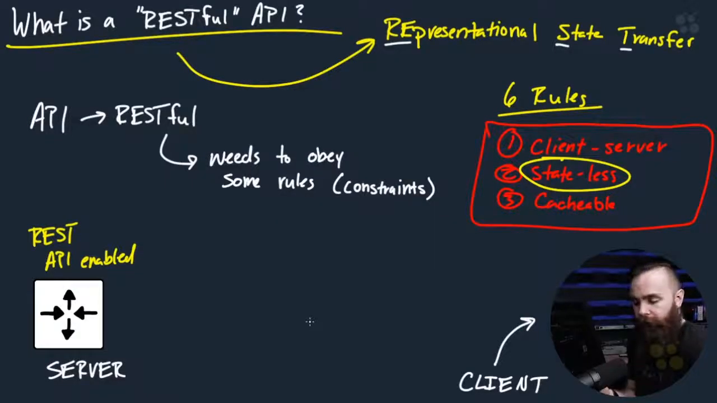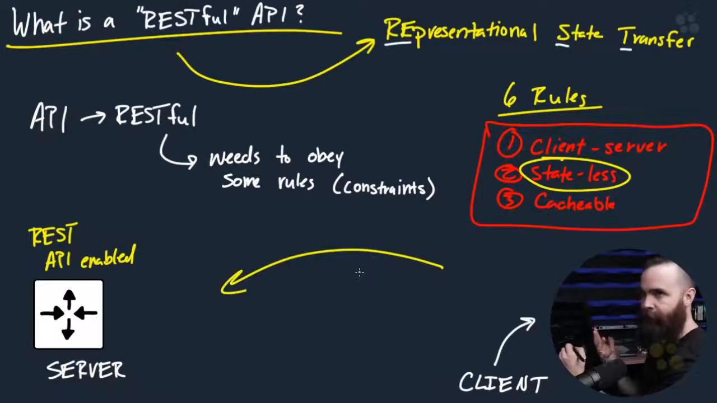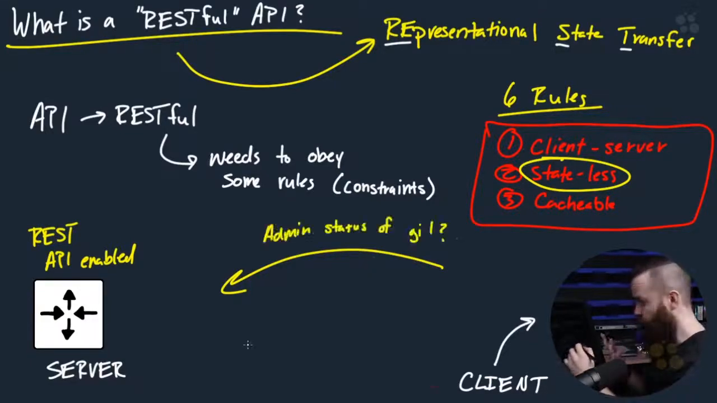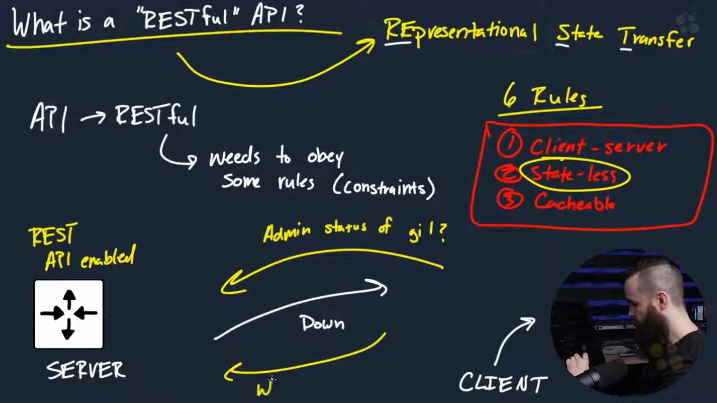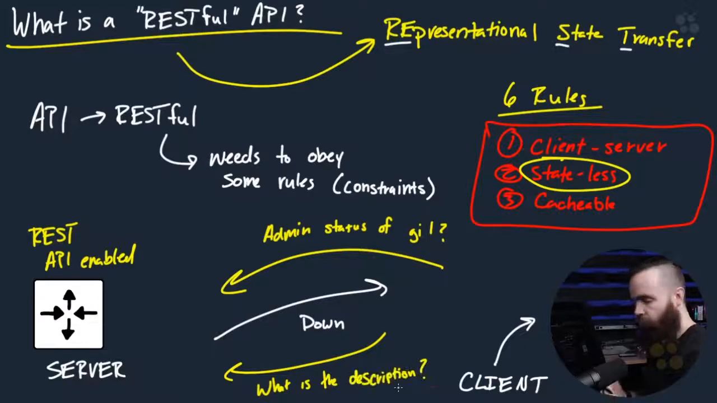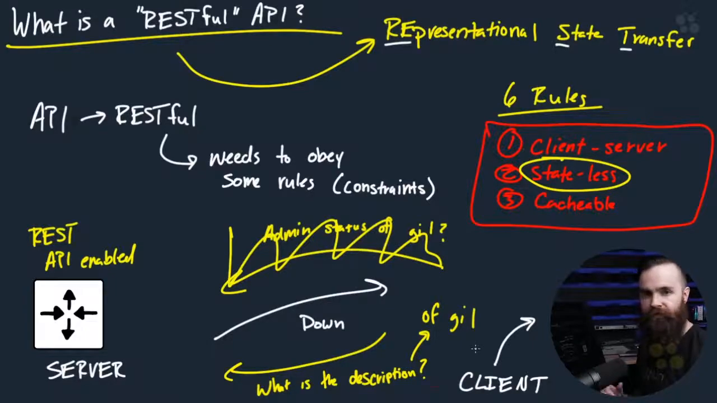The same principle applies if I interact with my router and I say, let's say I have an API request and I say, "Hey, router, what's the admin status of interface GI1, gigabit interface 1?" And my router, like the good RESTful API it is, would reply, "Hey, it's down." What I won't be able to do is go, "Oh, well then, what is the description?" No, it won't do that because it won't keep track of this last conversation. It's like it didn't happen. I have to say, what is the description of gigabit interface 1? I have to keep everything in context.